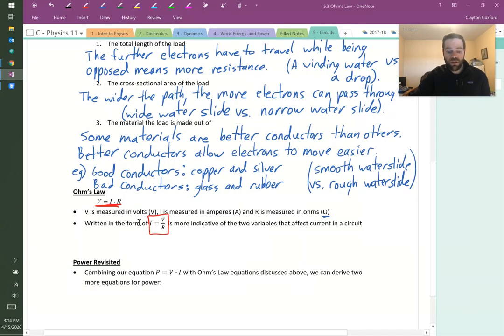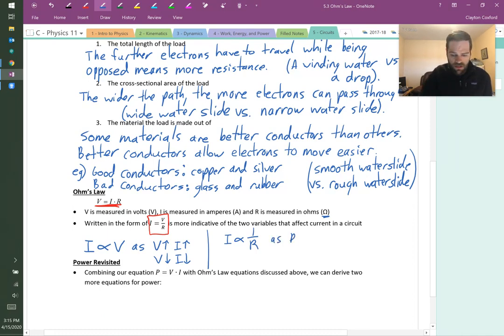And so writing the equation in this form, I is equal to V over R, we can see that current is proportional to voltage. This means that as the voltage increases, the current will increase, and as the voltage decreases, the current will decrease. It's directly proportional to the voltage. And we can see that current is inversely proportional to the resistance, which means that as the resistance increases, the current will decrease, and as the resistance decreases, the current will increase.